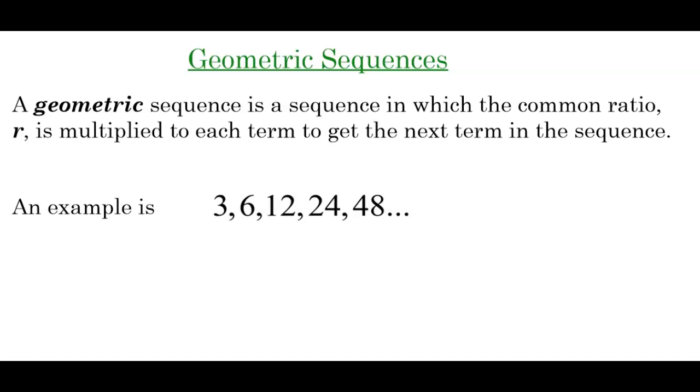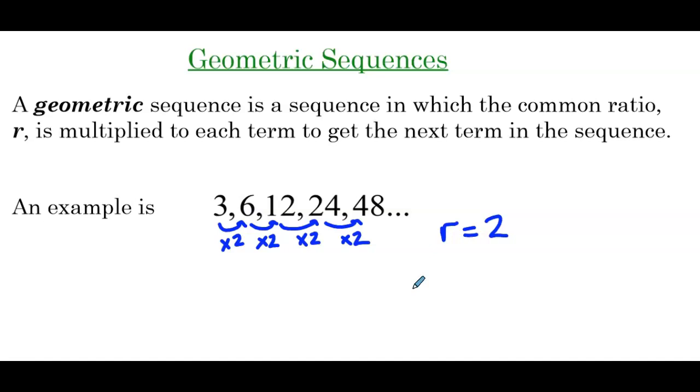If we compare one term to the next, well 3 to 6 we'd have to multiply by 2, 6 to 12 we'd have to multiply by 2, then 12 times 2 is 24, 24 times 2 is 48. So the common ratio of this sequence is r equals 2. Right, to go from one term to the next, we have to multiply by 2.